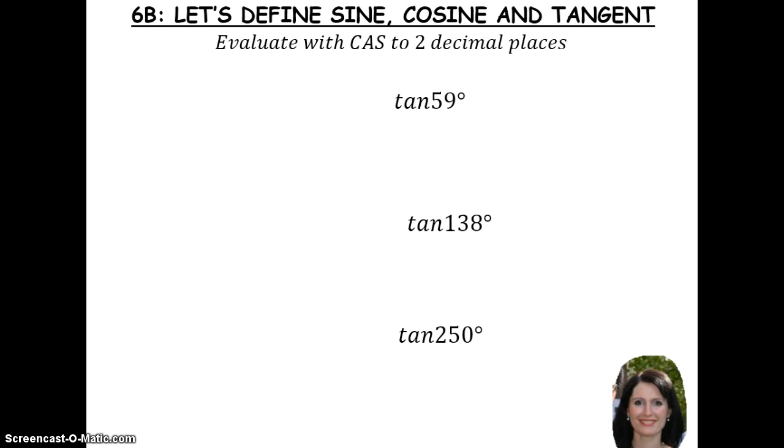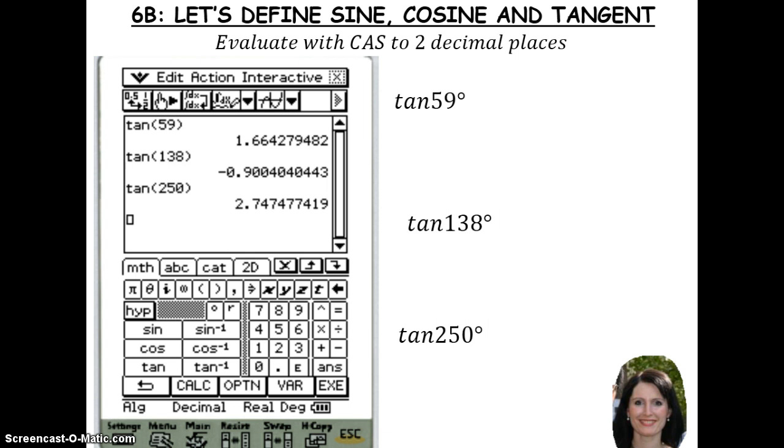Let's see now tan 59 degrees, tan 138 degrees and tan 250 degrees. So now we've got the degrees sign there, so you want to make sure that now you're in degrees. Down there you can see it circled, and again we'll have our solution in decimals. So tan 59, tan 138 and tan 250, giving us 1.66, negative 0.90 and 2.75 respectively.